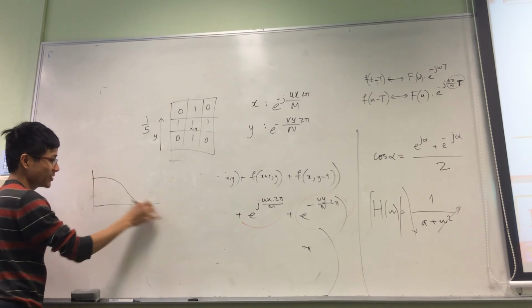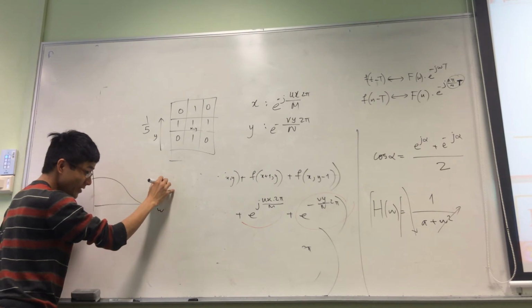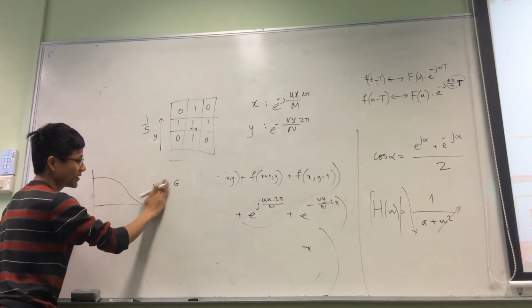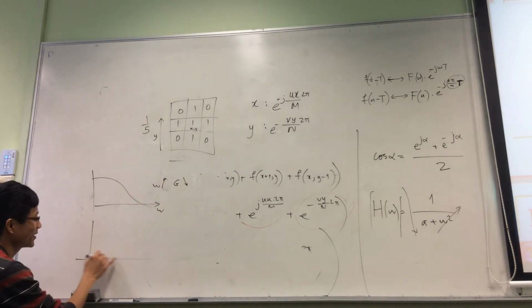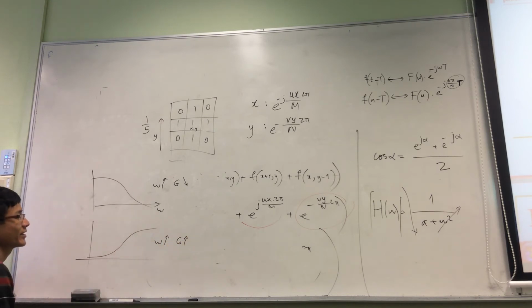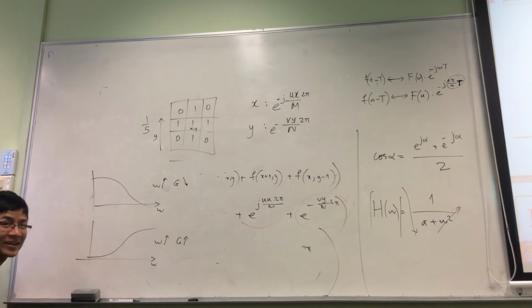Careful. This one is low pass. Increase omega, decrease the gain. This is a high pass: the opposite. Increase omega, increase the gain. Or you can also say decrease the omega, and increase that.